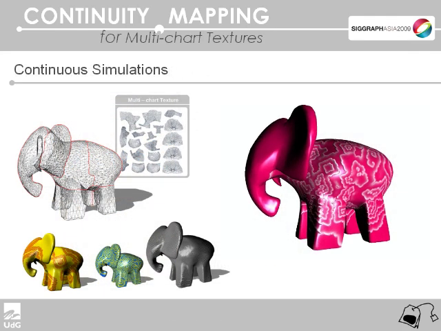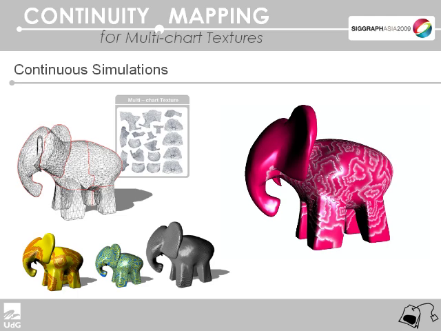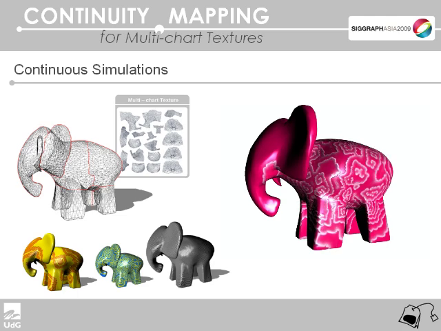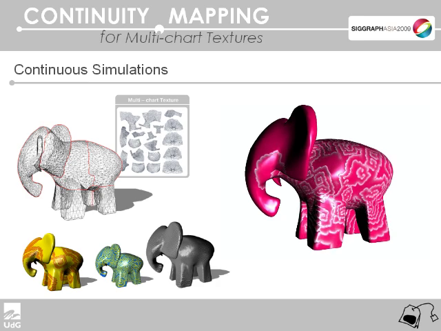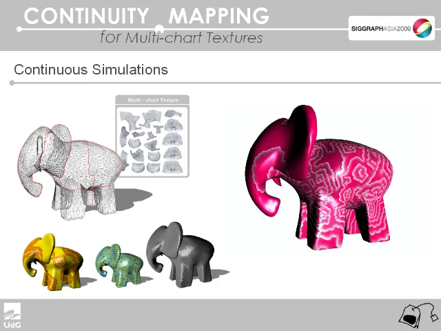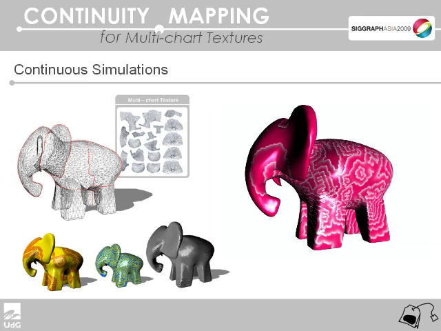Traveler's map is effectively used to evaluate simulations, and the method requires sampling outside a chart. For rendering, in addition to bump mapping, we use the full continuity mapping solution for correct texture filtering.